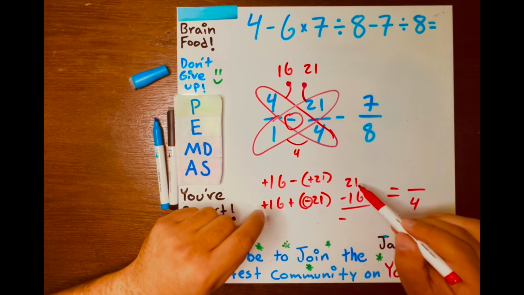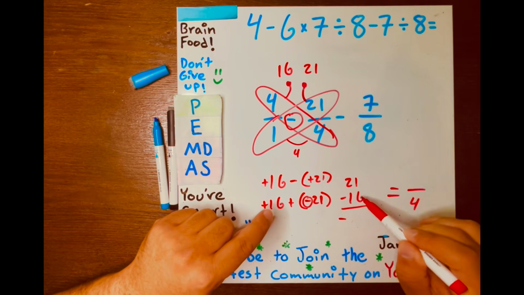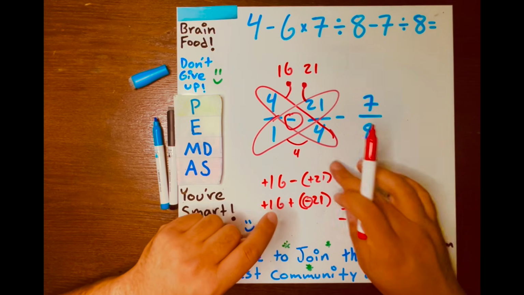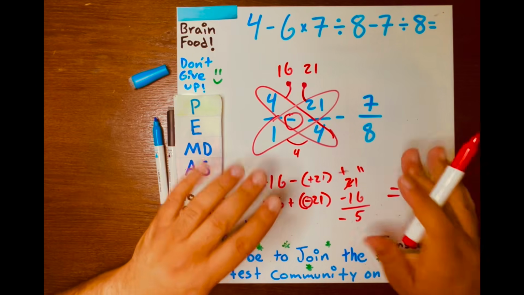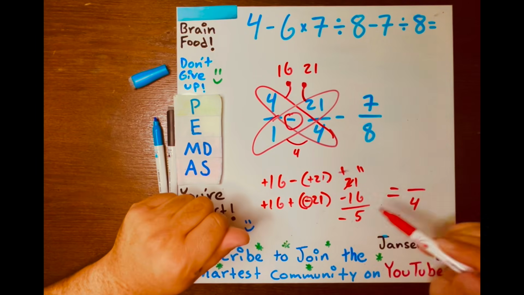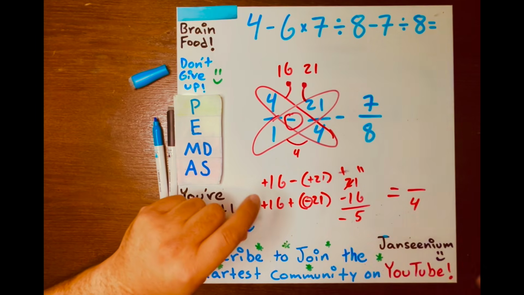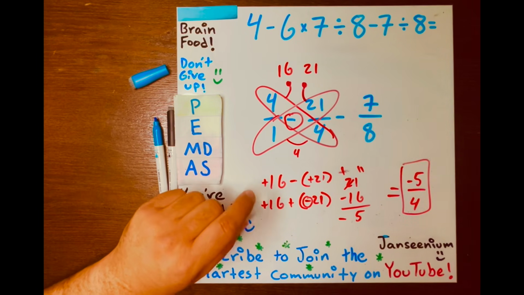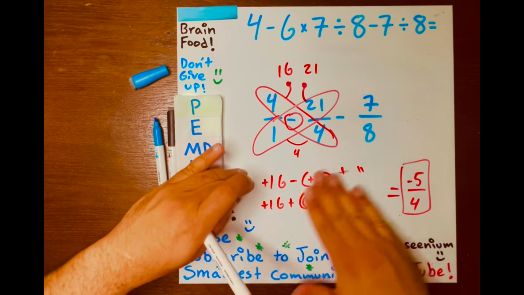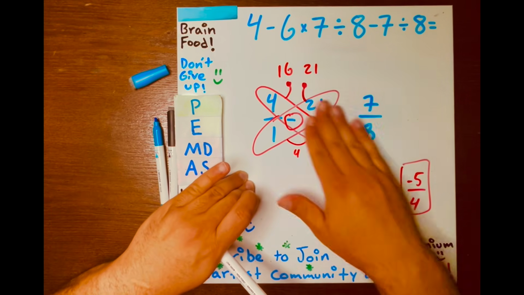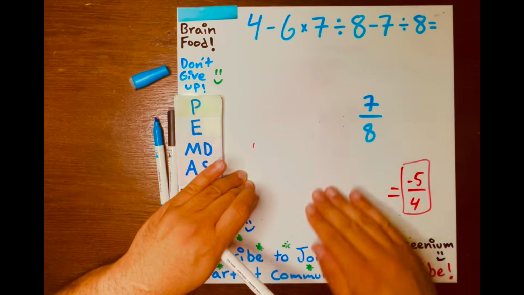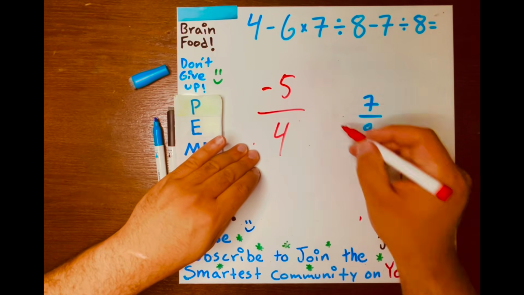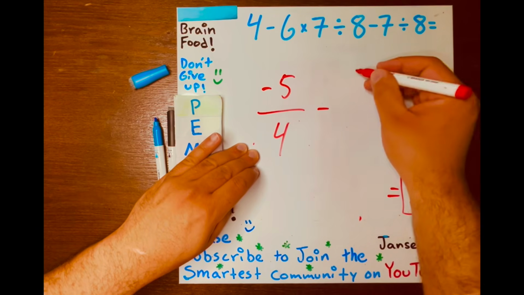Next, I subtract: 21 minus 16 is 5, right? 11, drop 6, that is 5. 1 minus 1 is 0. So yes, the numerator is negative 5, and this cannot be broken down further. Next, I'll erase all this for space and write negative 5 over 4 minus 7 over 8.